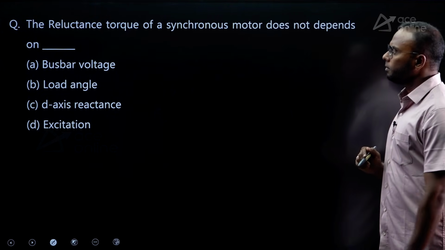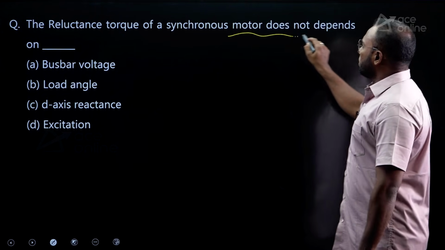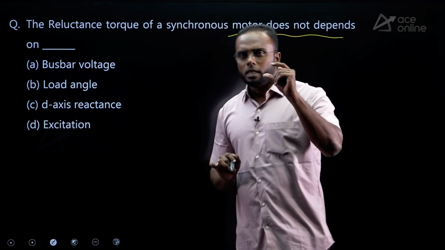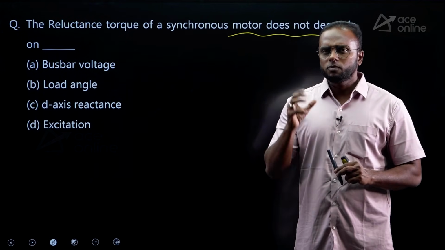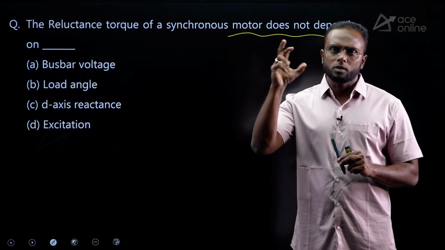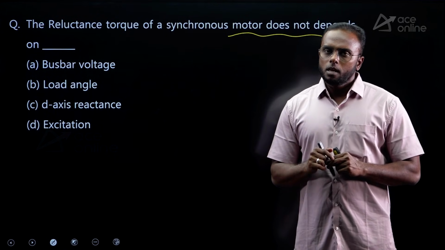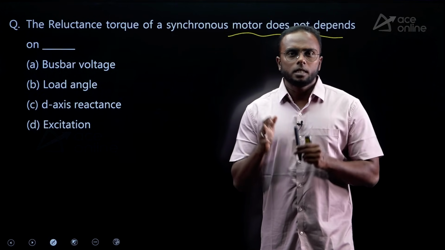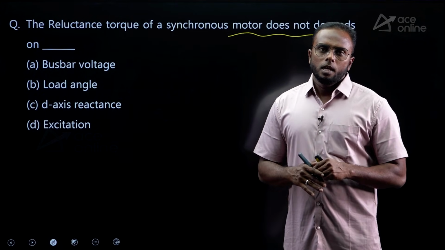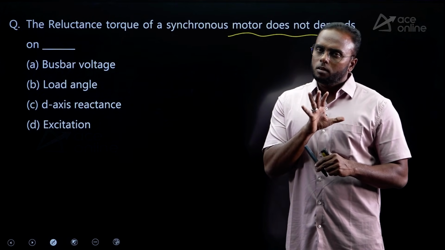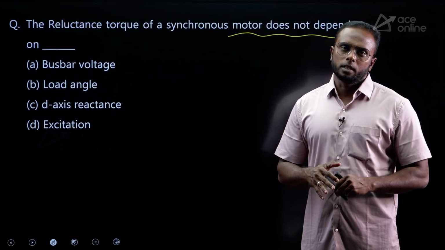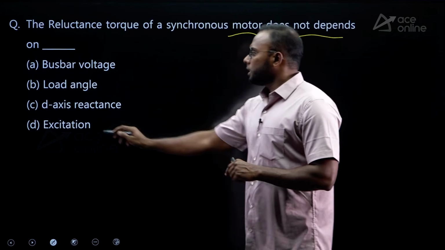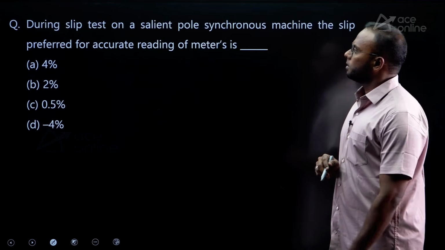Next, the reluctance torque of a synchronous motor does not depend on dash. If you remember the equation of reluctance power, V square by 2 into sin 2 delta into (1 by xq minus 1 by xd), in that equation we do not have the EMF E, that is, the excitation voltage. So reluctance torque does not depend on the excitation. Even if excitation changes, reluctance power will not change. So option D is correct.